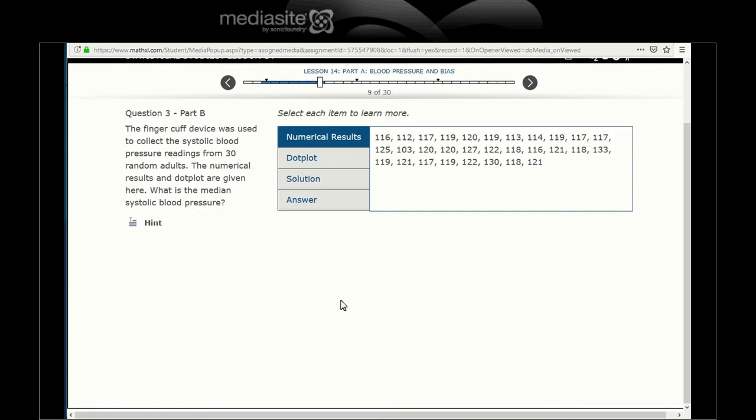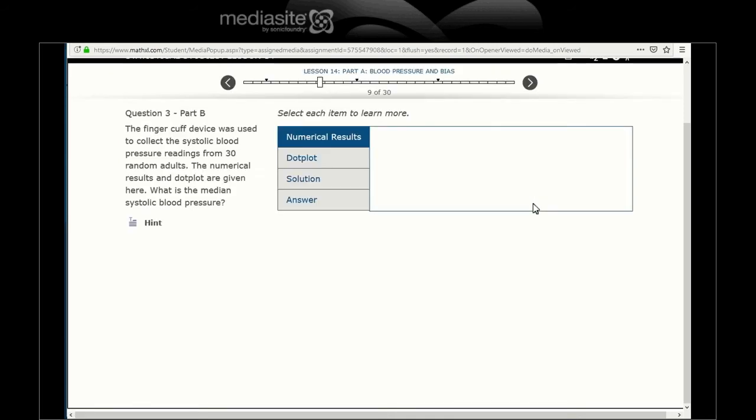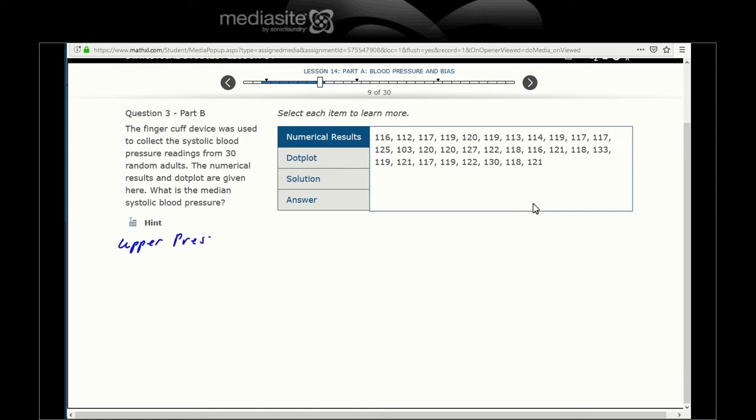Okay, the finger cuff device was used to collect the systolic blood pressure. Okay, I always gotta look at this one. Systolic would be the upper, or basically the pressure that the heart puts out when it contracts. So here's numerical data. And the question is, what is the median?